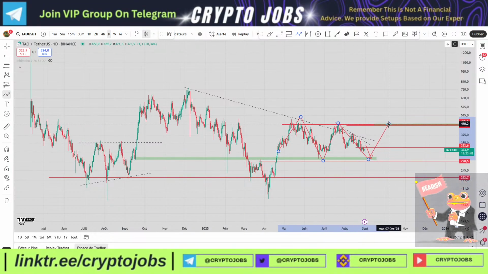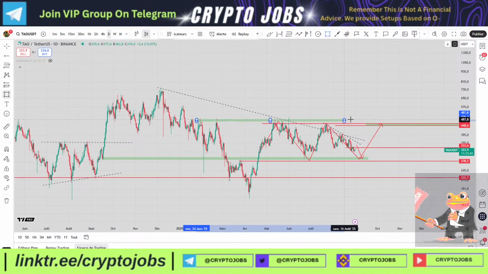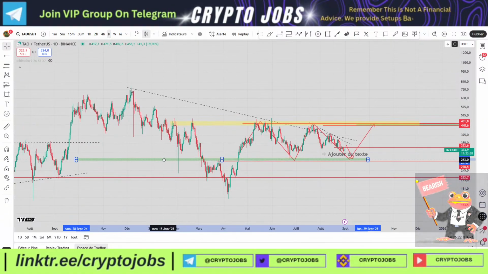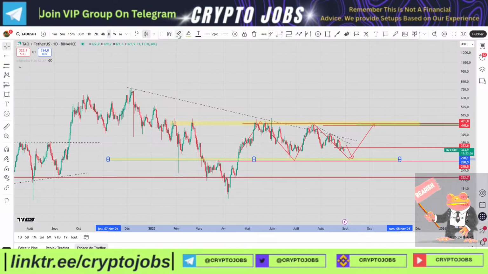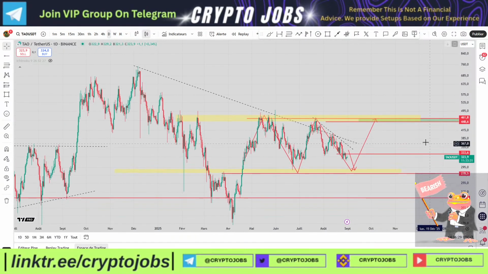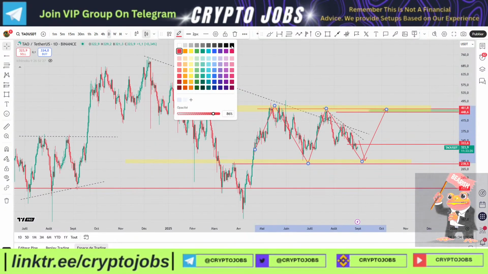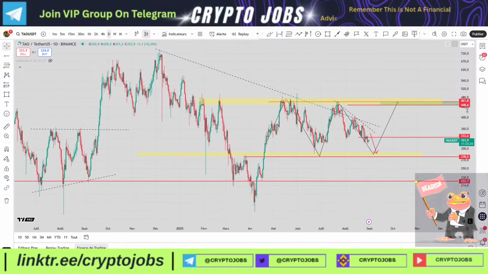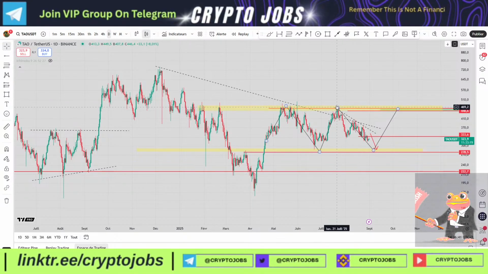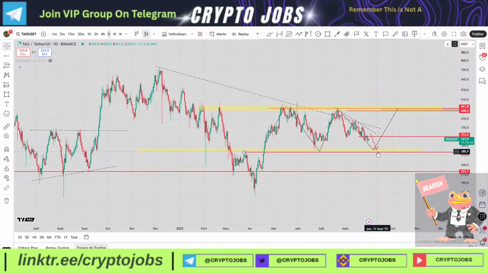Why not see a sideways phase here? It can be a range structure. So I'm trying to find something which could be realistic. Why not see a range structure here, because TAO is still a very good project. Tell me, give me your opinion, because it's difficult to say. We had a kind of double top here, so why not see a bullish reaction on this demand zone?